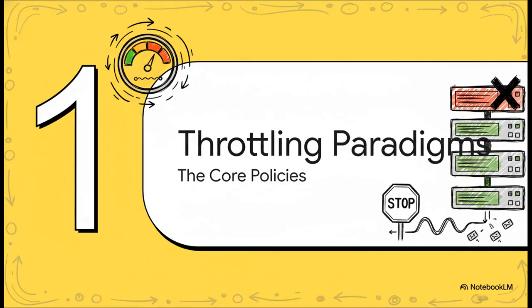Okay, so first things first. Let's start with our first major decision, defining the actual throttling policies. And this is way more complex than just picking a number out of thin air. It's really about defining how the system behaves when that limit is approached or even blown past.